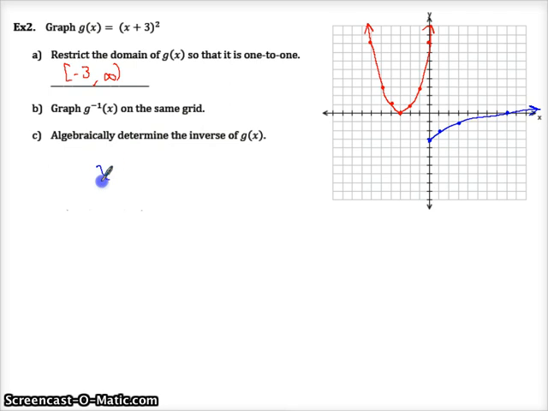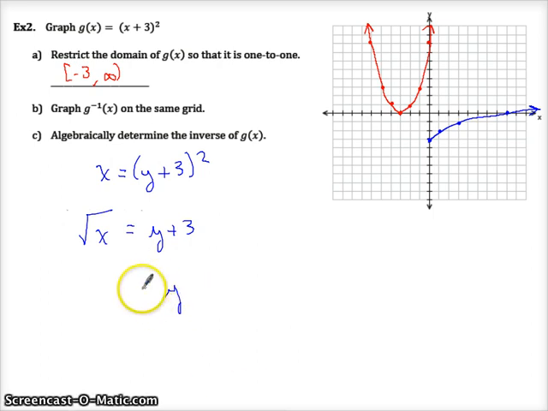So I would have x equals y plus 3 squared. I can take the square root of both sides now. One nice thing about just thinking about the positive half of all those is that you're going to have to deal with the positive part of this. So that's kind of nice. And then all I have to do is subtract 3 on both sides, and I'll get this. Okay.